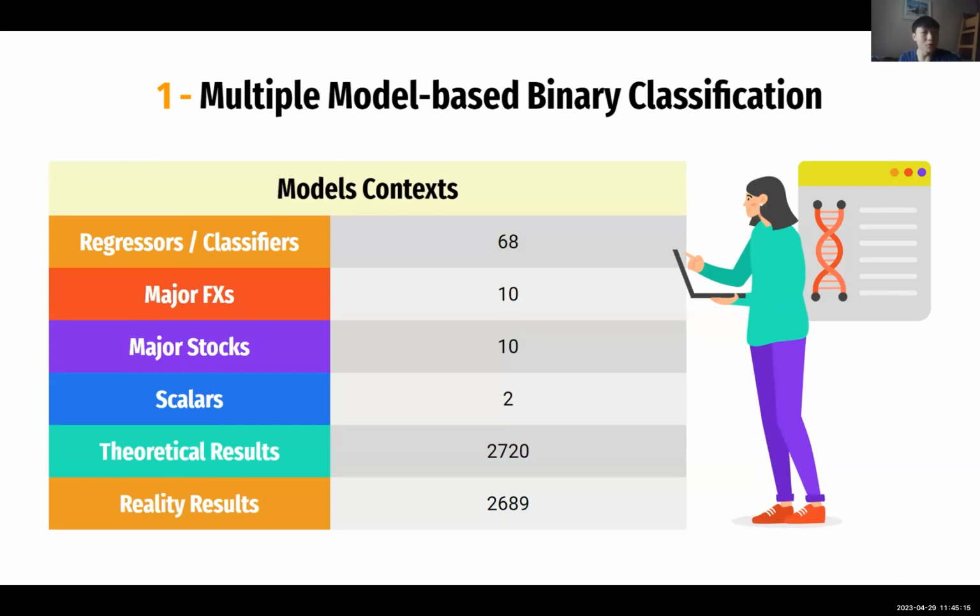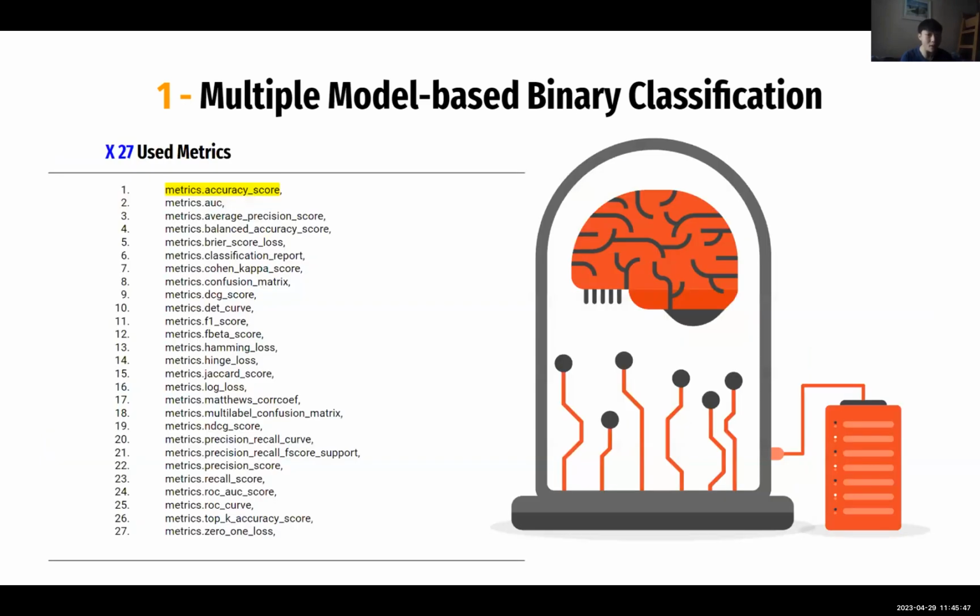For our model context, we have utilized about 68 models with 10 forex data and 10 stock data, also 2 scalers: the min-max scaler and the standard deviation scaler. Theoretically, we should have yielded about 2,720 results, but we only received about 2,689 results. This is because of some missing data frames in the Yahoo Finance data set.